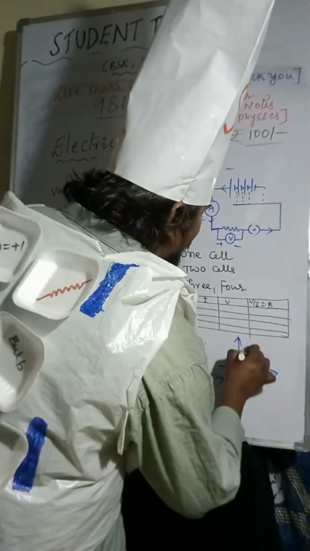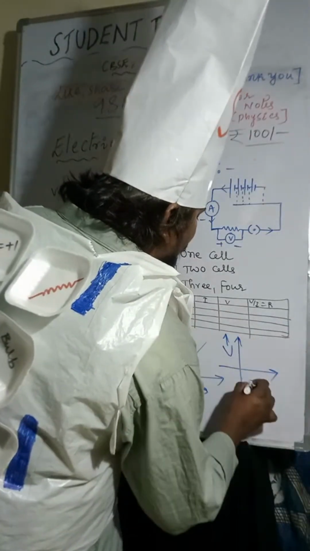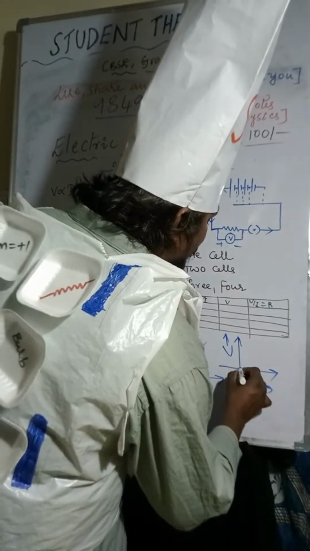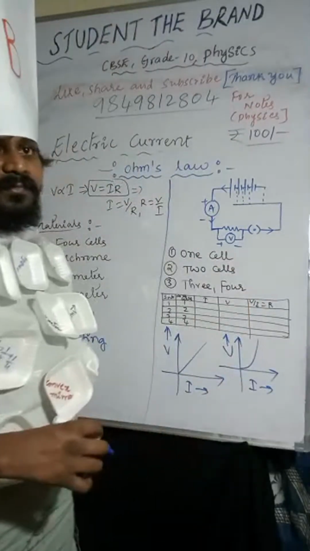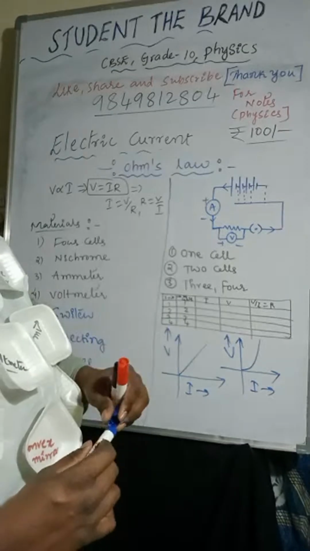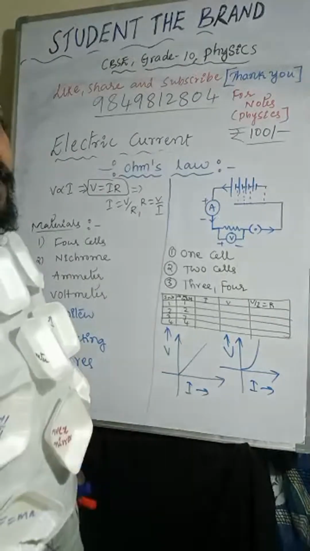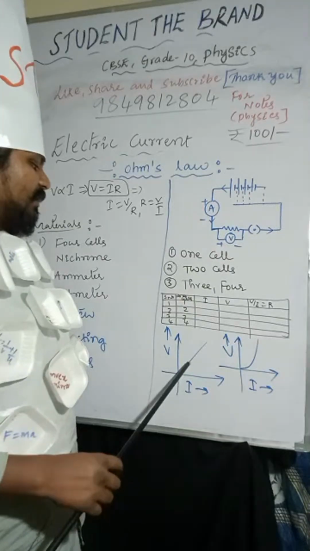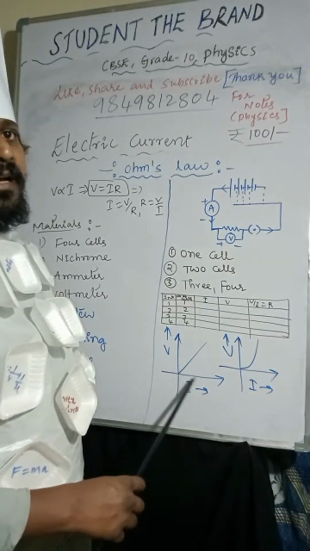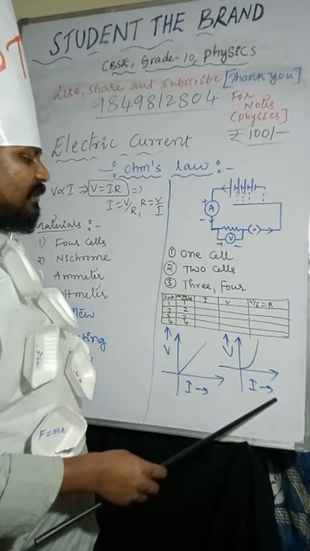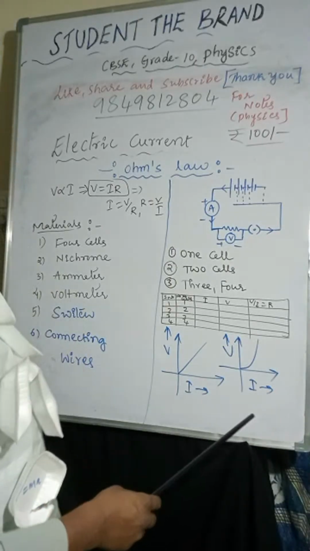For non-ohmic conductors, the graph is V on y-axis, I on x-axis. The graph is curved. So here you can observe, for an ohmic conductor the graph is a straight line. For a non-ohmic conductor, the graph is curved. Okay, so I hope it is very clear.